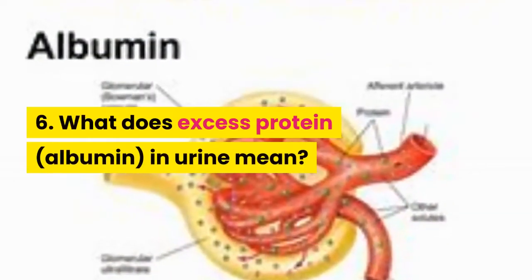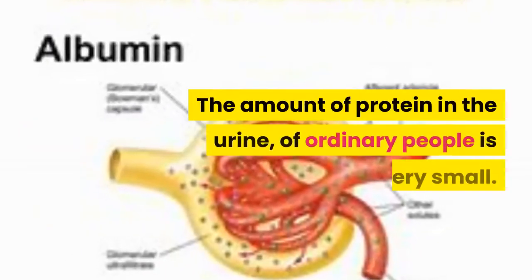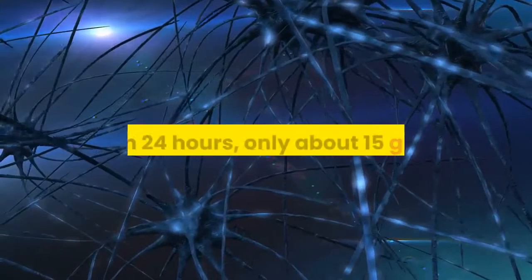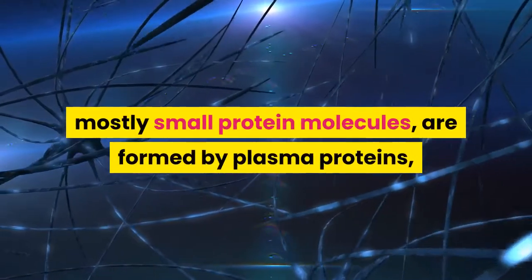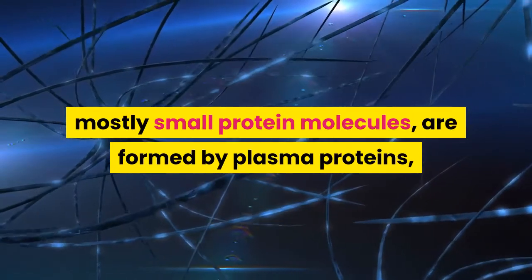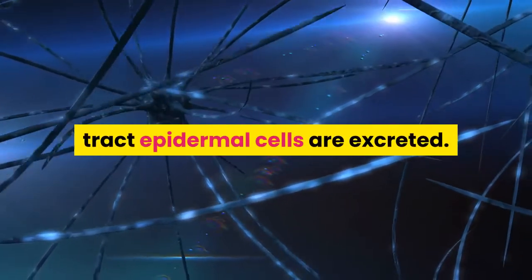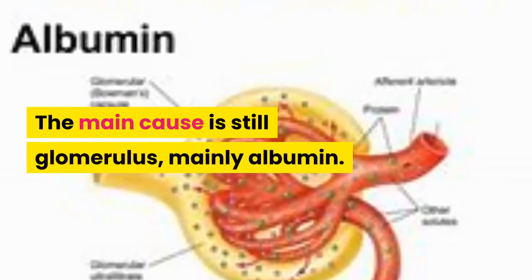6. What does excess protein, albumin, in urine mean? The amount of protein in the urine of ordinary people is very small. Within 24 hours, only about 15 grams, mostly small protein molecules, formed by plasma proteins, kidney proteins, and some of the urinary tract epidermal cells are excreted. The main cause is still the glomerulus, mainly albumin.